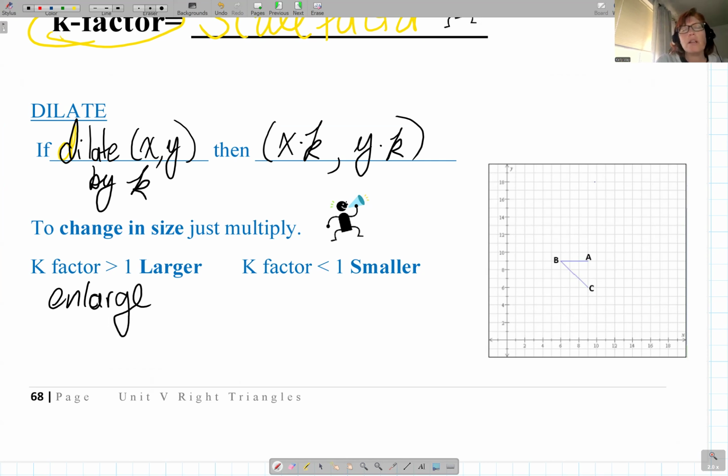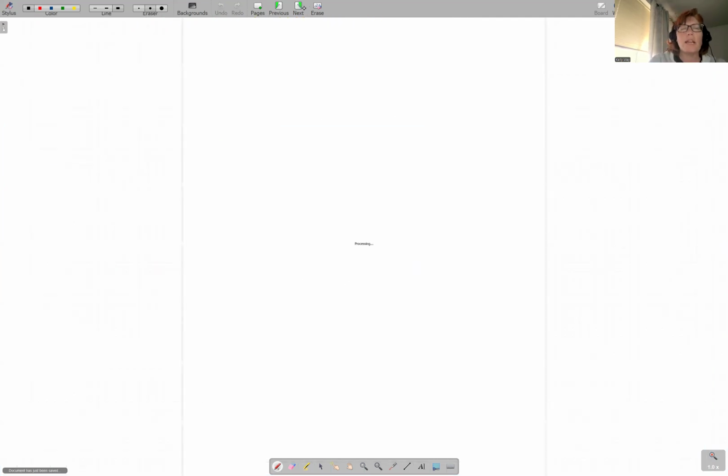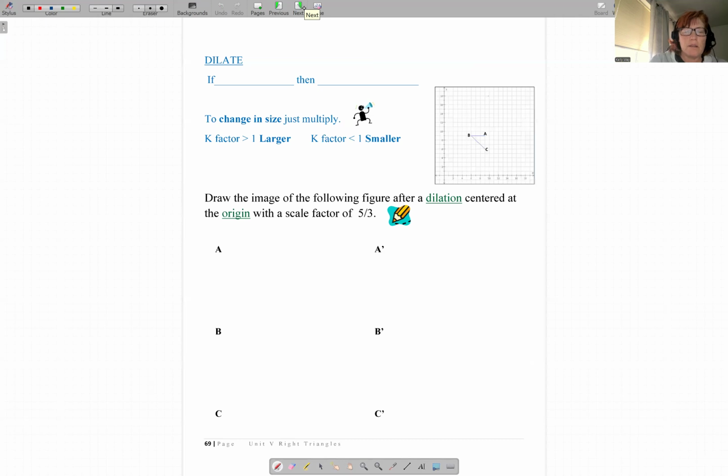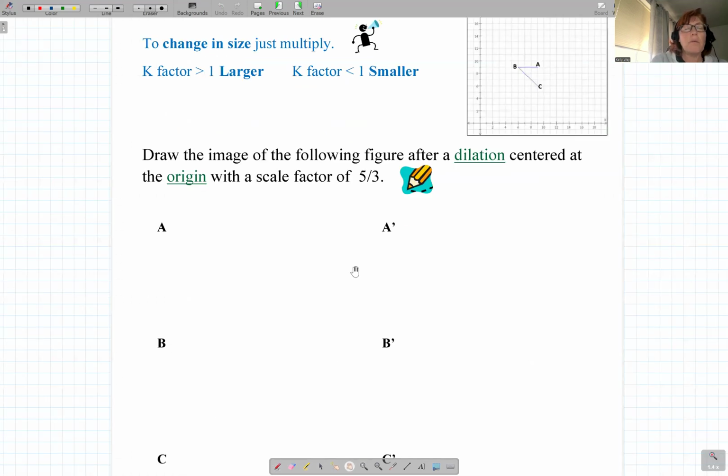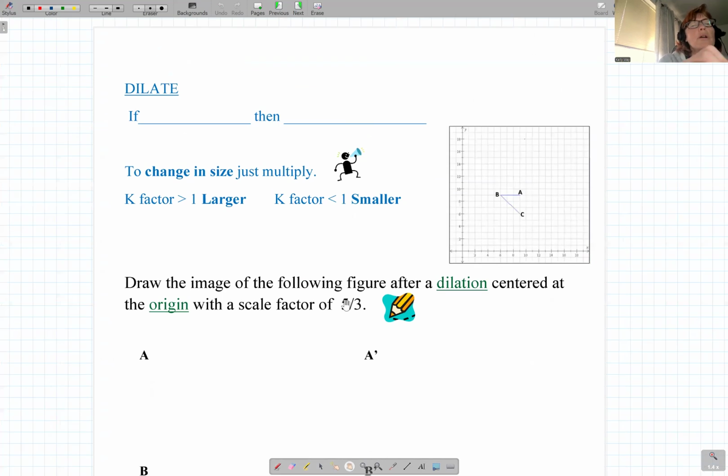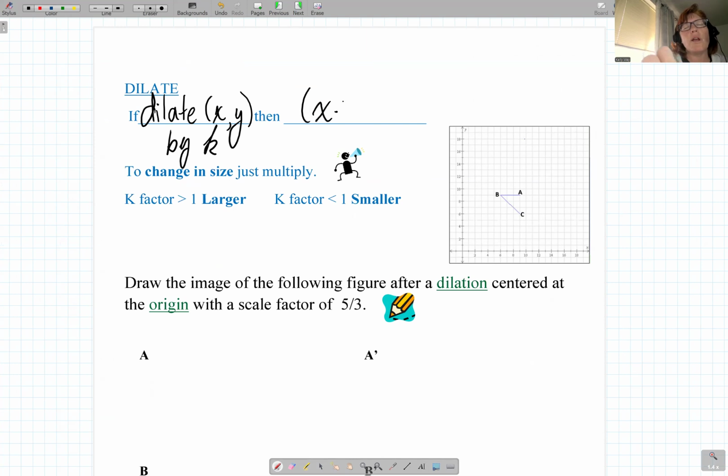And if the K factor is less than 1, you're going to shrink it. And that's just helpful to keep in mind when you do your math so that you can double check it. Ready? So if you want to dilate an (x, y) by a scale factor K, all you do is you multiply. To change in size, just multiply.